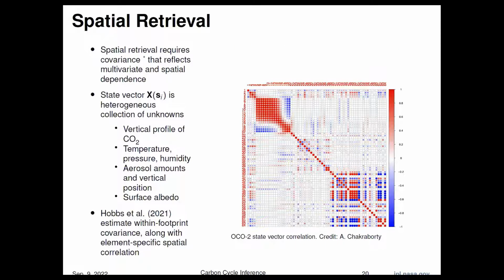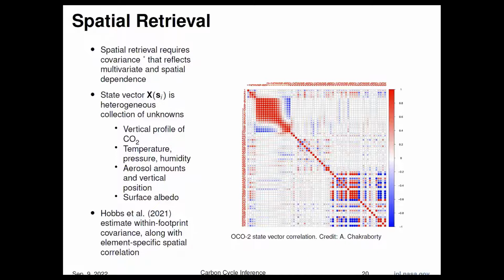So we need a covariance that reflects both the spatial dependence and the multivariate dependence within the state vector. To the latter point, this figure on the right was something Anirban put together last year that illustrates the correlation structure of the state for a single footprint. Reds are strong positive correlations, blues are negative. Just to orient ourselves, this little block in the upper left is the vertical profile of carbon dioxide and how that's correlated.